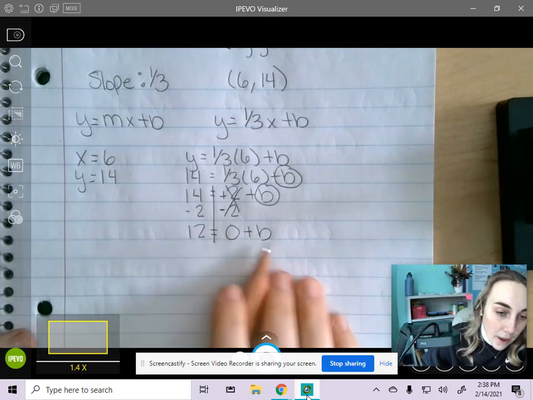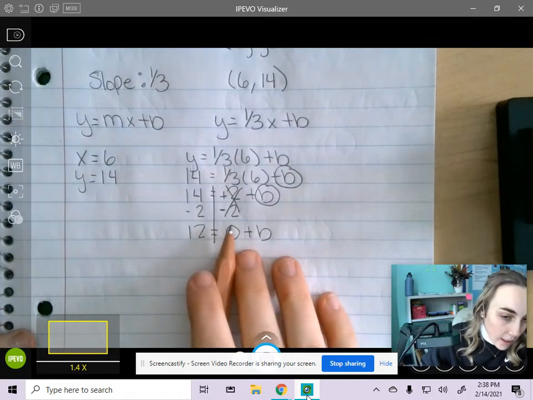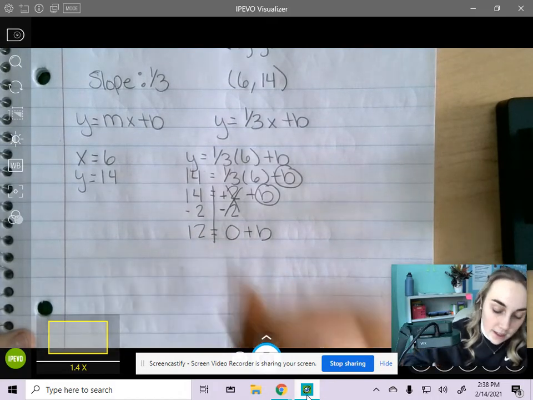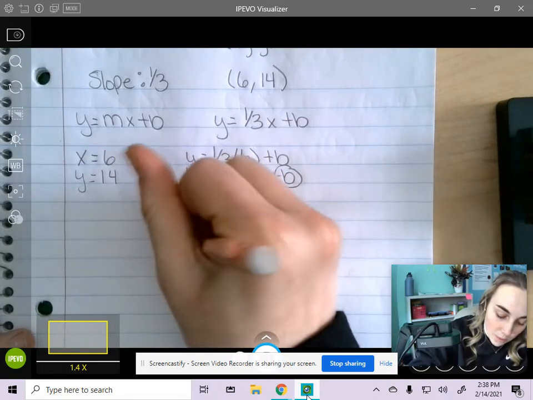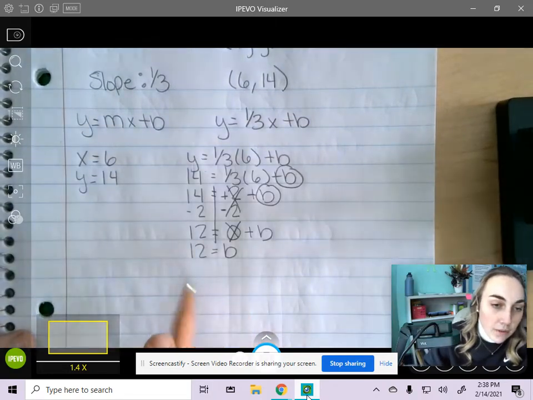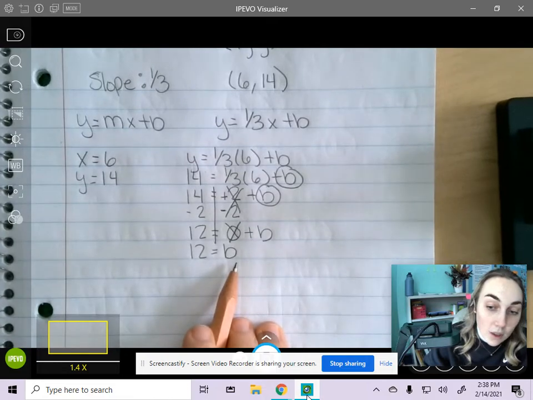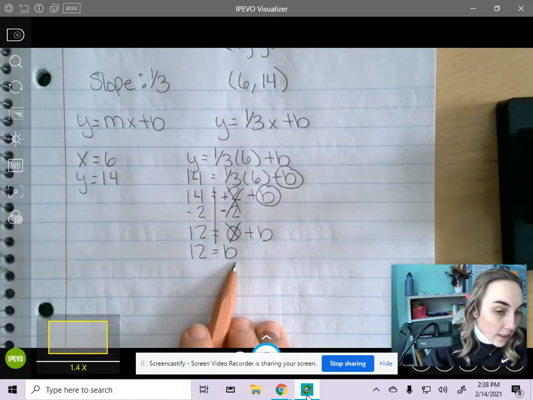Okay? Now you have this. Again, guys, y'all don't have to put 0 in anything. It doesn't add or take away anything. So let's go ahead and get rid of that. And what we have left over is 12 equals b. B is our y-intercept, so that means 12 is our y-intercept.